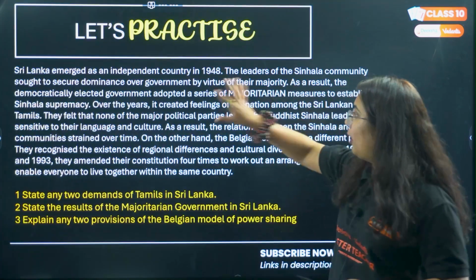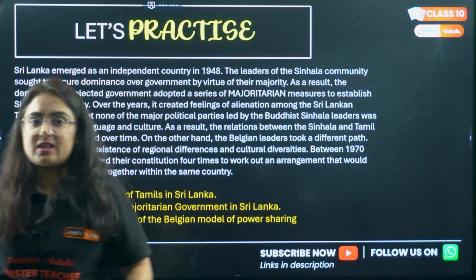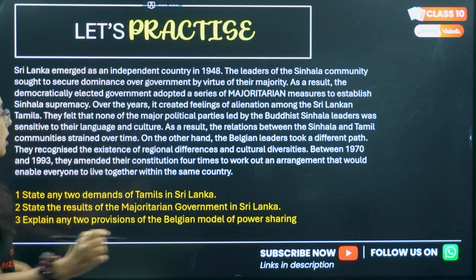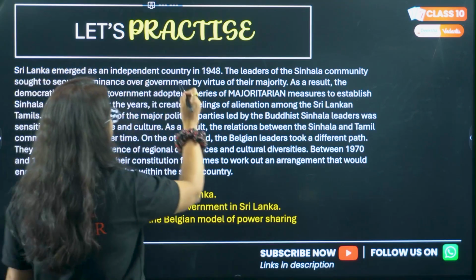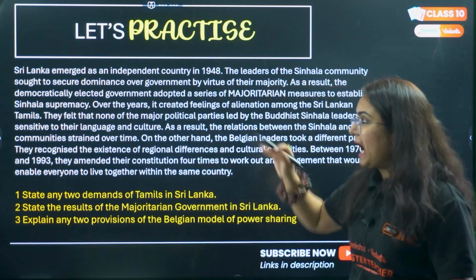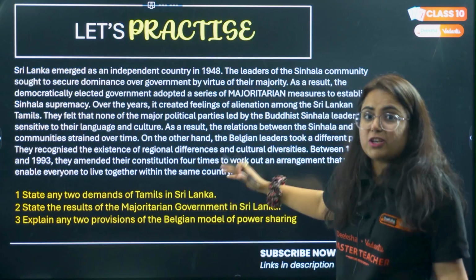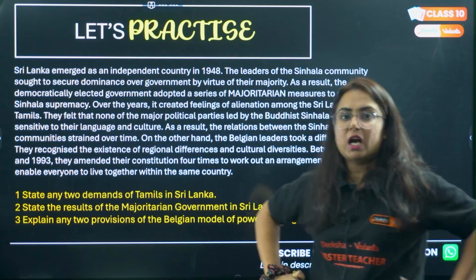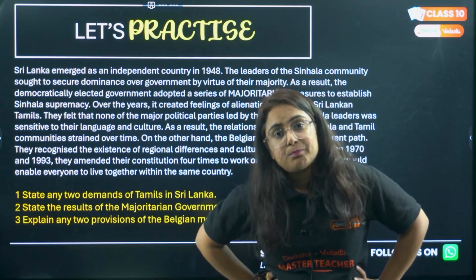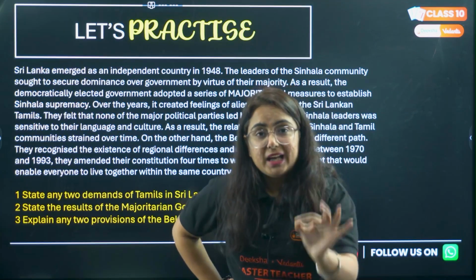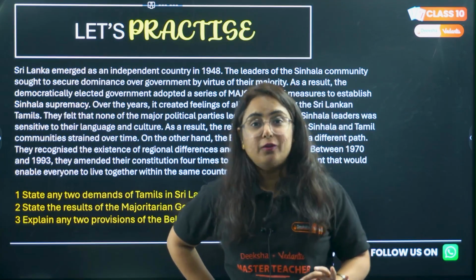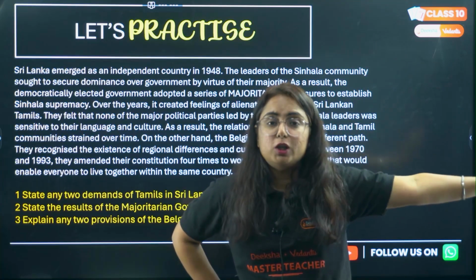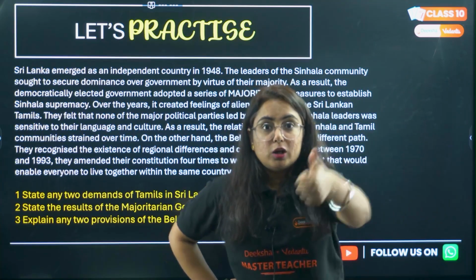Let's practice one of the case-based questions so that you can understand the strategy today. So basically this is an extract from the power sharing topic. Sri Lanka emerged as an independent nation in 1948. Now if I am reading this extract, I am wasting time. Why should I do that? Move to the question. State any 2 demands of Tamils in Sri Lanka. What were Tamilians demanding? Tamilians were demanding that Tamil also be made the official language of Sri Lanka and also give respect to their religion, as you are giving to the Sinhala people. Got my point or not?